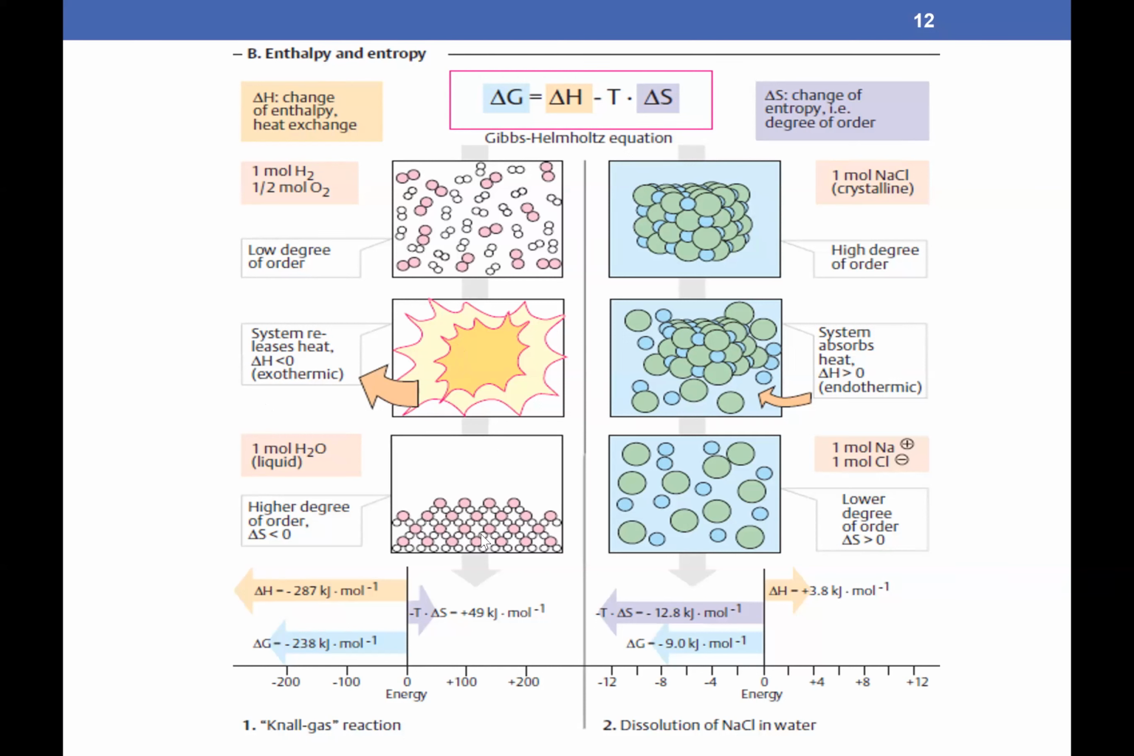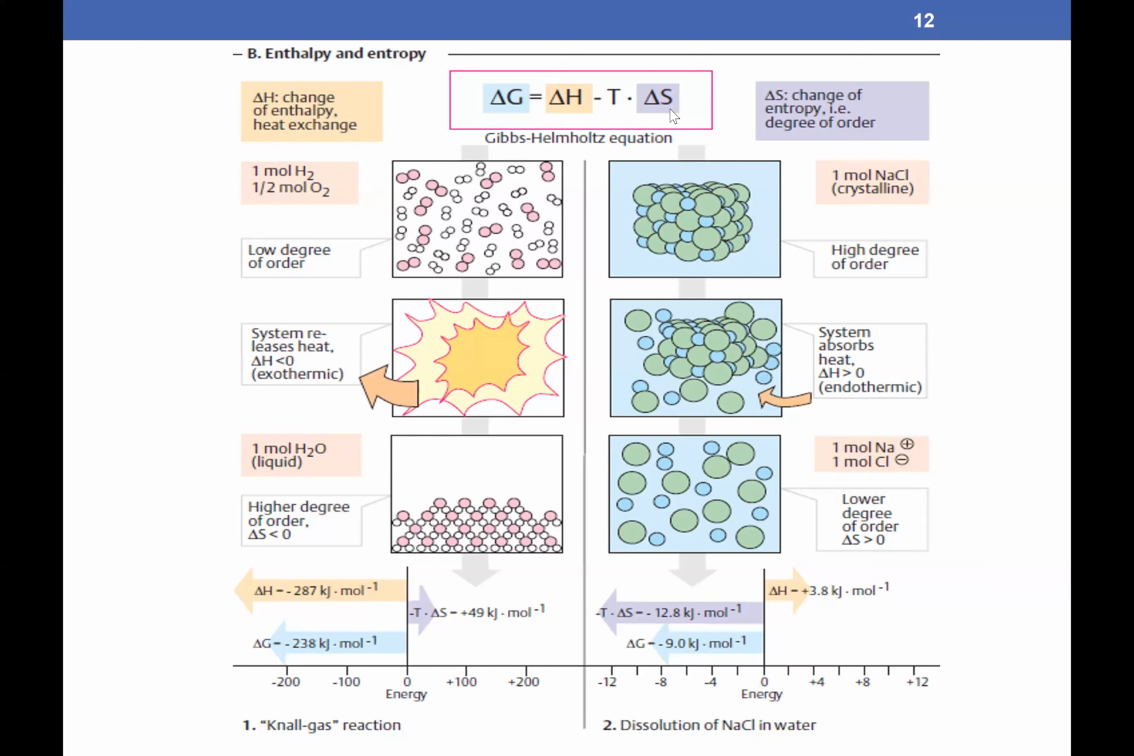And then they give me water. Water is liquid, so it has less disorderliness, or less randomness of the molecules, than the gases that I started with. That's why my entropy is positive, because I decreased the disorderliness of my system. And then the overall delta G is negative after calculation, meaning that this reaction is favorable. So it's favorable for hydrogen and oxygen to combine and form water.